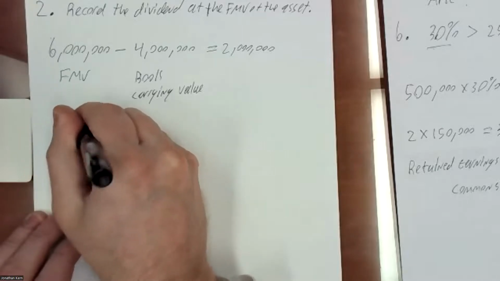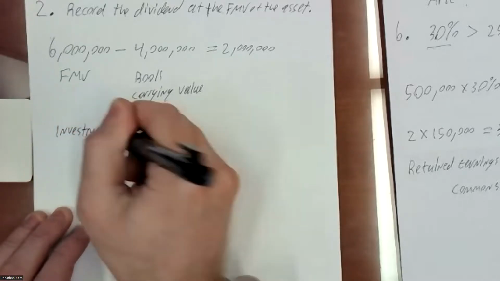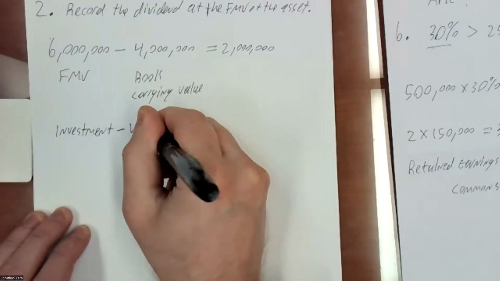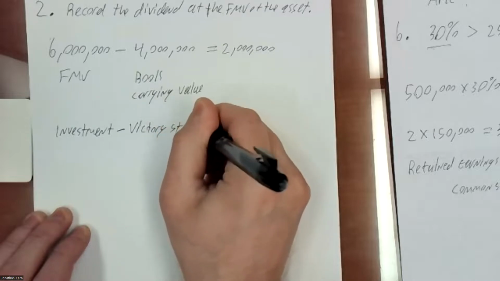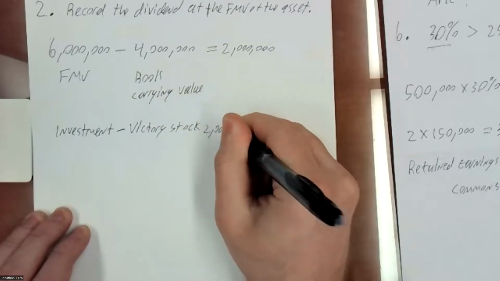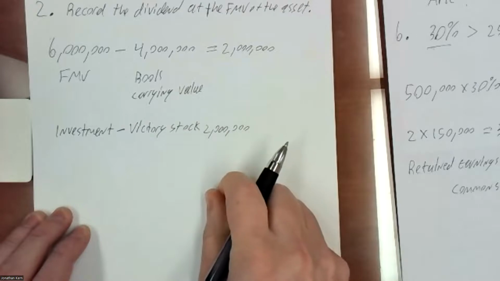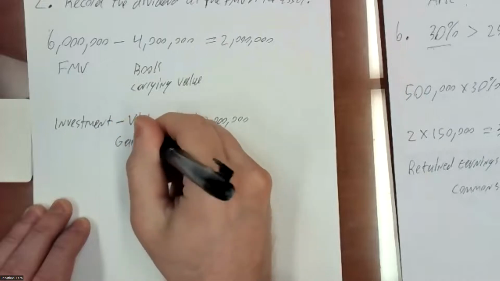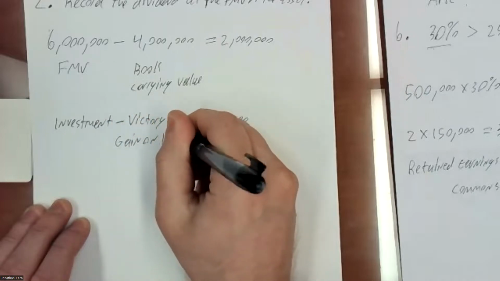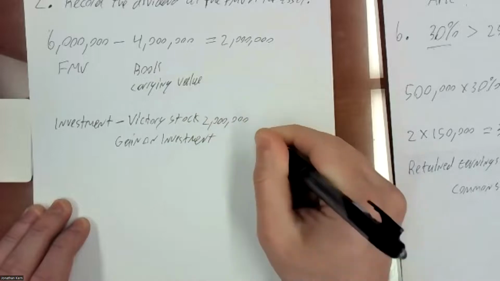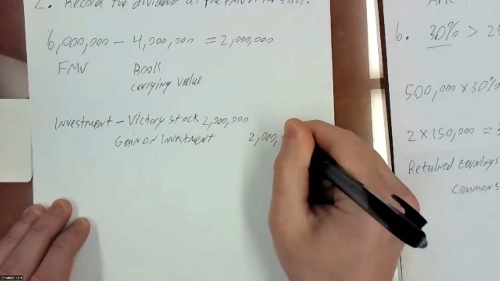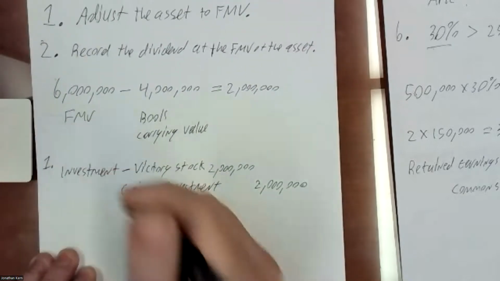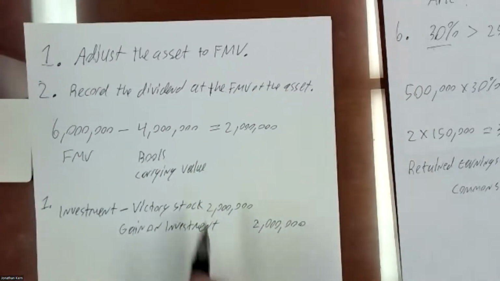Rhapsody would debit an investment account in Victory stock for $2 million. And they would credit a gain on investment account for $2 million. And this is our step one, to adjust the asset to fair market value.